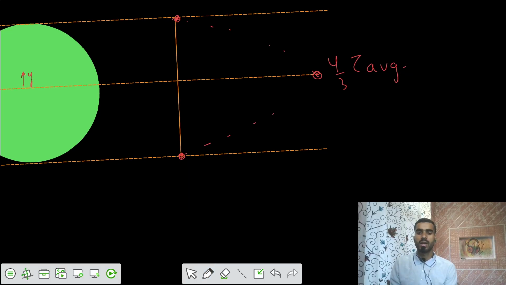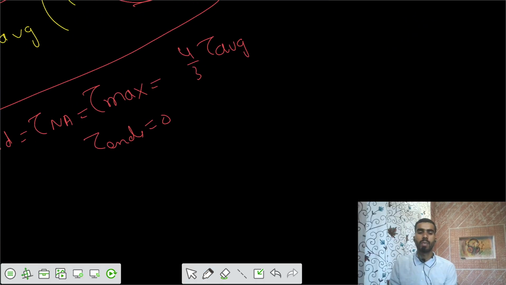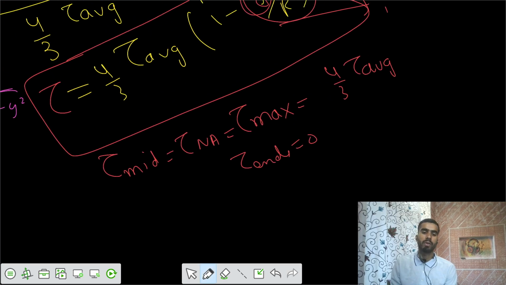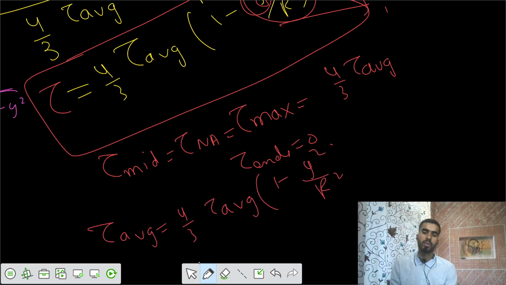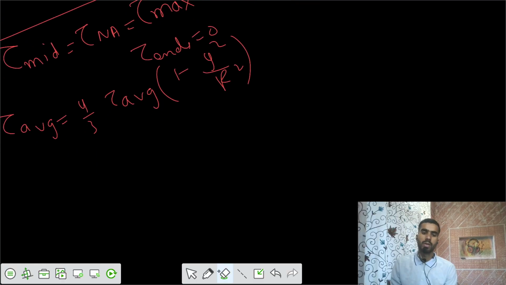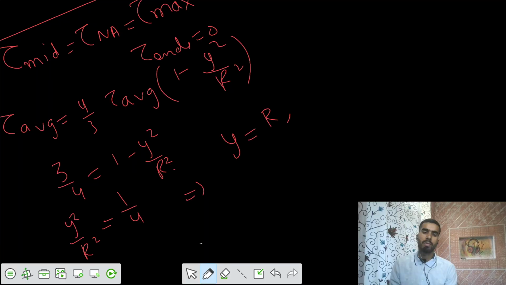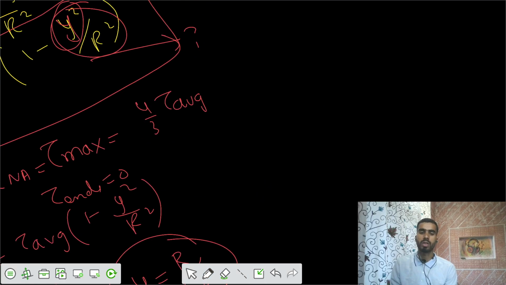I want to find at what location the shear stress equals tau average. I would write tau average equals 4 by 3 tau average (1 minus y square by r square). So I can get a value of 3 by 4 equals 1 minus y square by r square. So 1 by 4 equals y square by r square. That means y is r by 2. At y equals r by 2, you have shear stress equal to tau average.